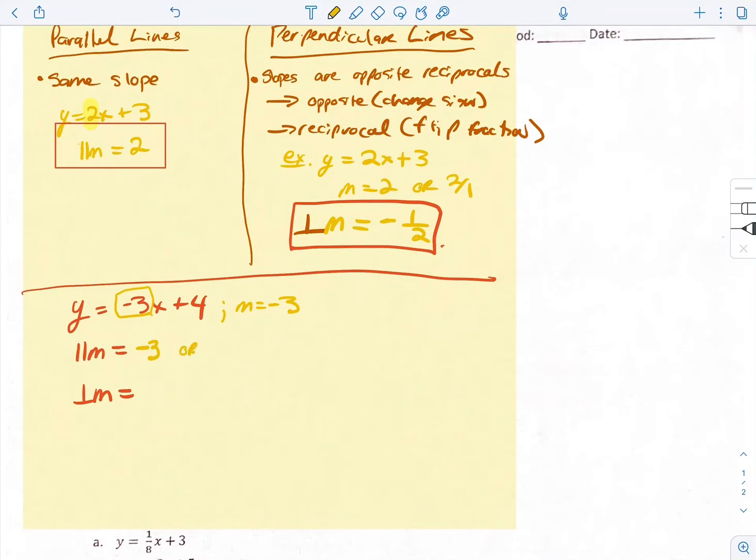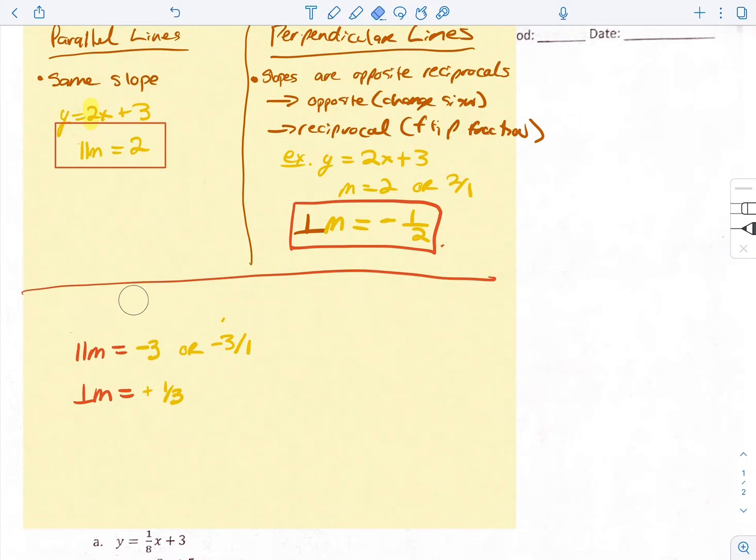Now, take note that -3 can be written as -3 over 1. So when we find the perpendicular slope, we take the opposite sign. So it's going to be positive, right? And then we flip that 3 over 1 to 1 over 3. So our answer for the perpendicular slope is positive 1 over 3. Boom. All right, so that's an example.